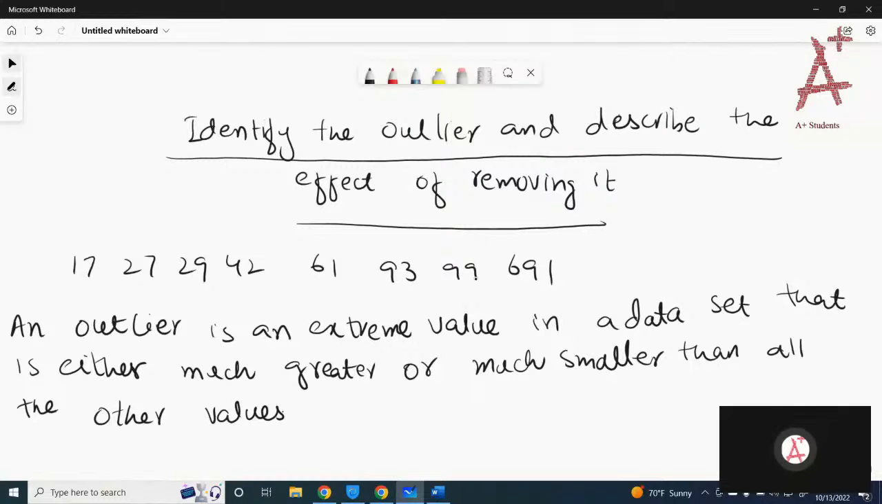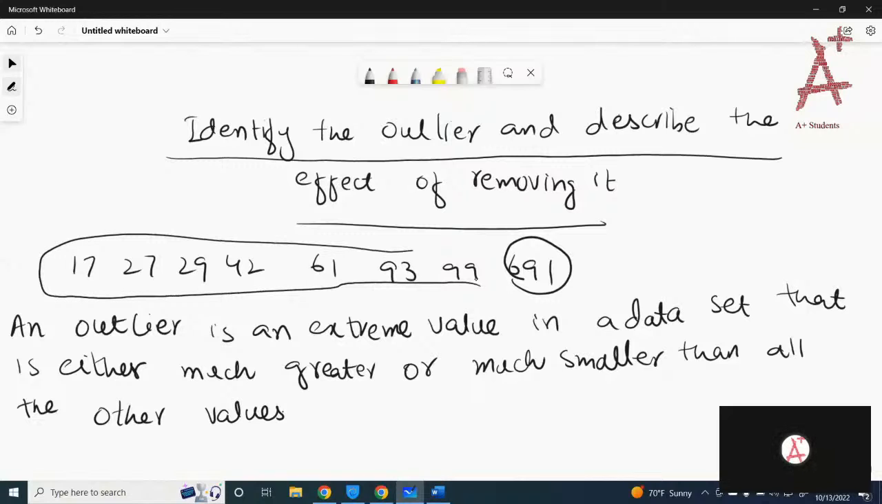Which value is the outlier then? 691, because the rest of the values are within 100, but 691 is a much greater value. Got it? So if we remove 691 from the data set, the rest of these smaller values would remain, because they are likely to be within 100. So 691 is an outlier.